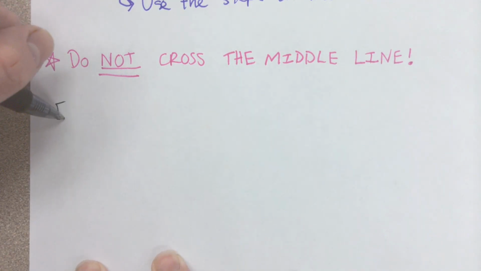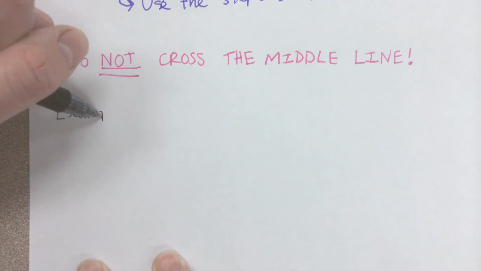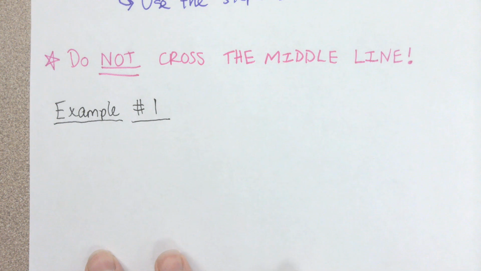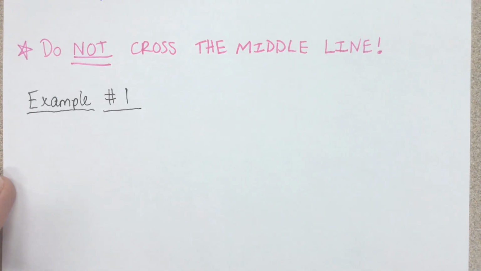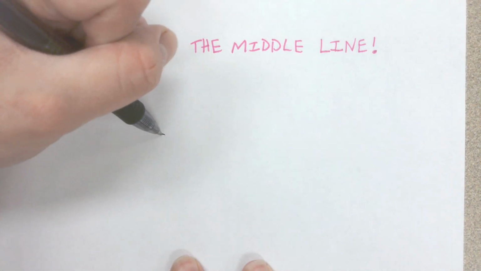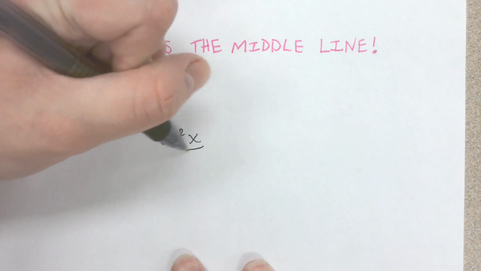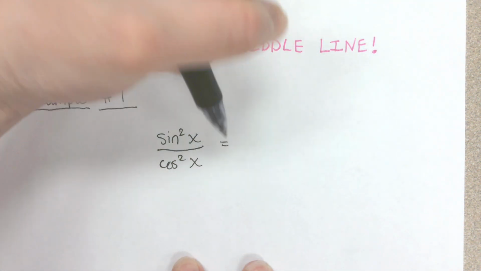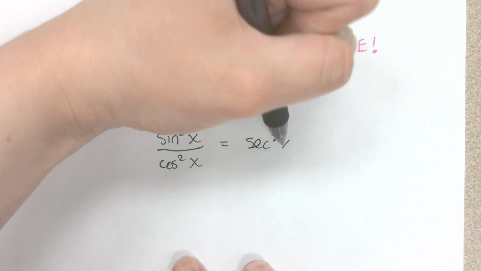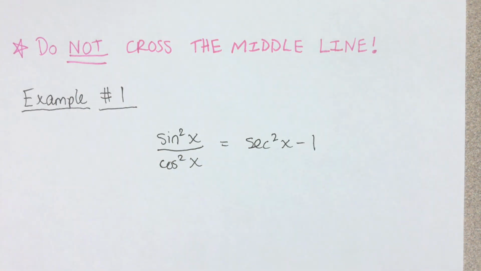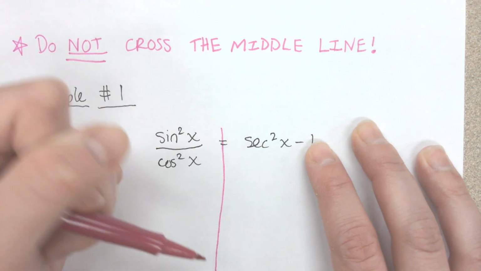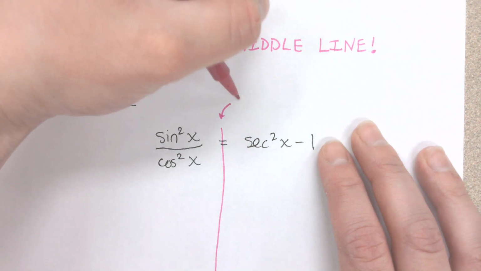First example, this one's going to be a short one. We have the equation sine squared x over cosine squared x equals secant squared x minus 1. Reminder, don't cross.